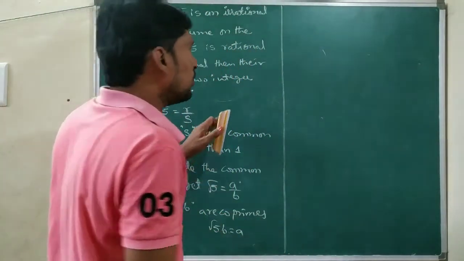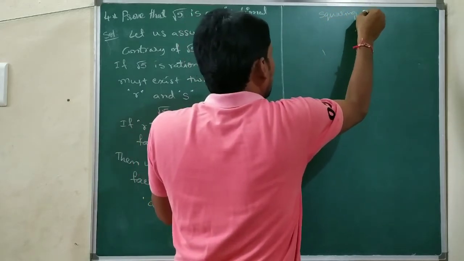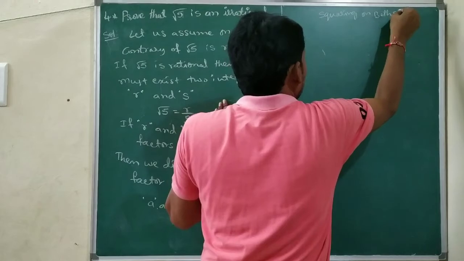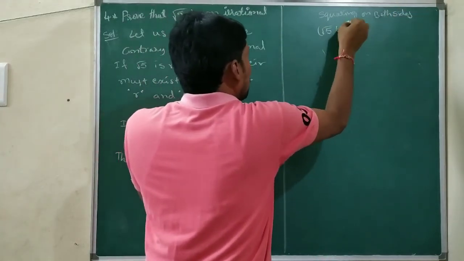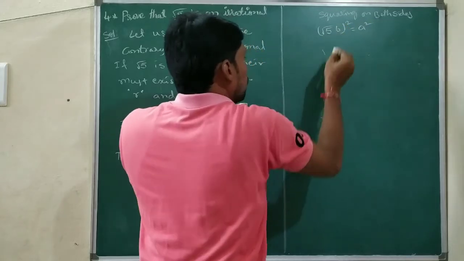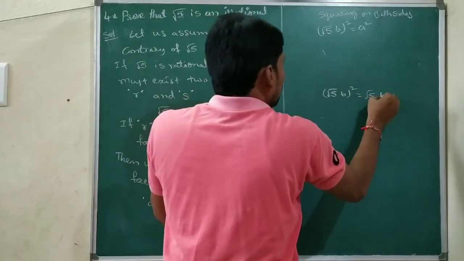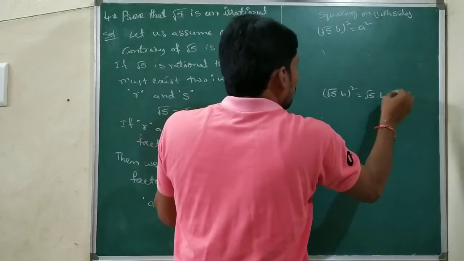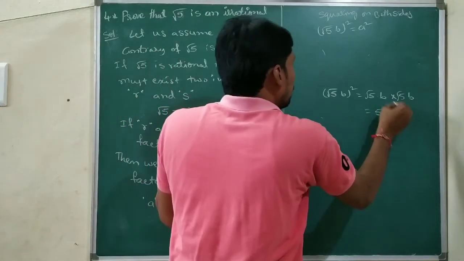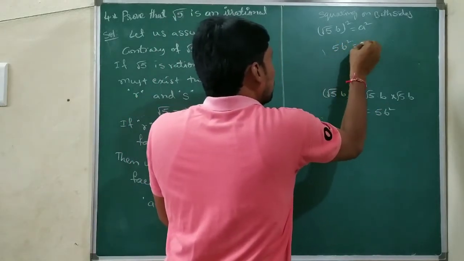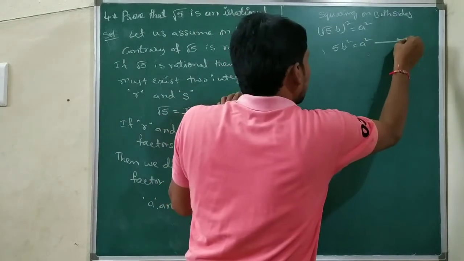Now squaring on both sides. Squaring on both sides means (root 5 into b) whole square equals a square. Root 5b whole square means root 5b into root 5b. So root 5 into root 5 is root 25, and root 25 value is 5. B into b is b square. So 5b square equals a square. This is equation number 1 you can take.